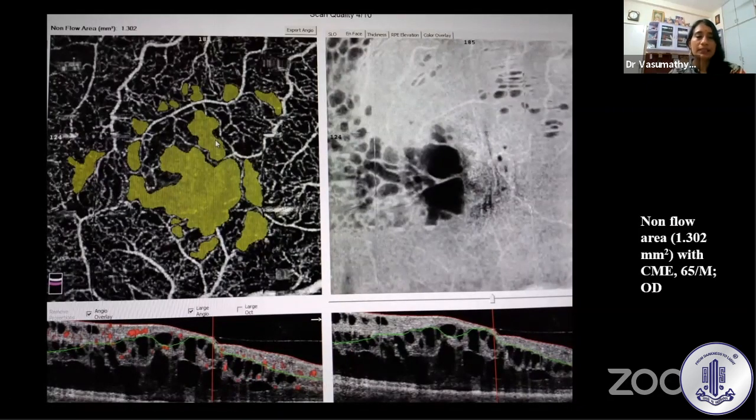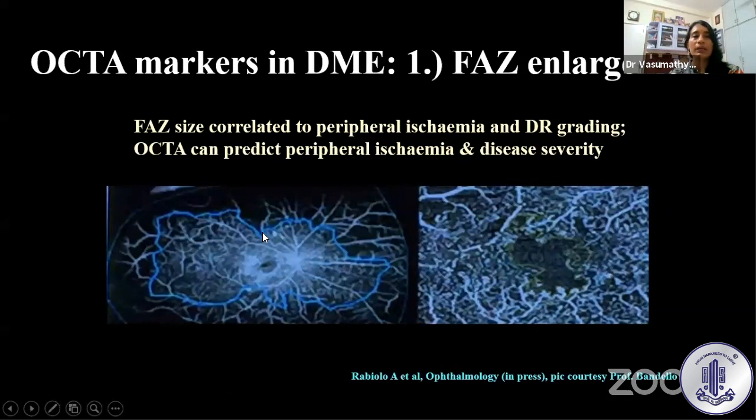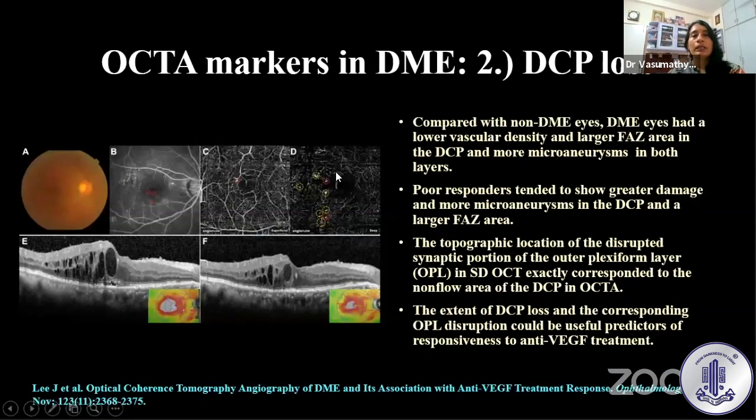Interestingly, even in patients without diabetic retinopathy, the FAZ is said to be increased in size. And you can even quantify the non-flow area and then serially follow it up as an index of ischemia. And we do a wide field OCTA also, as well as an ordinary OCTA, and the FAZ size is increased. That's said to correlate with peripheral ischemia and diabetic retinopathy grading.